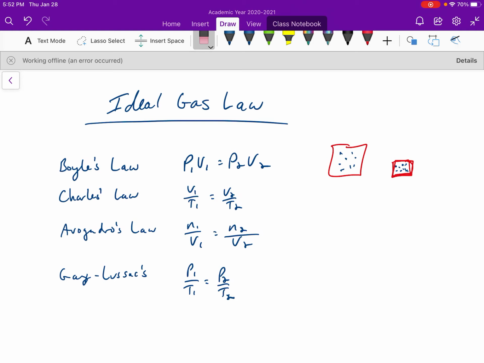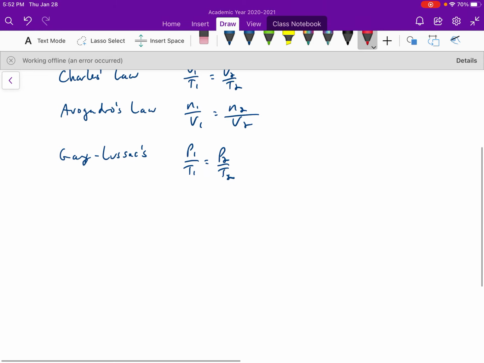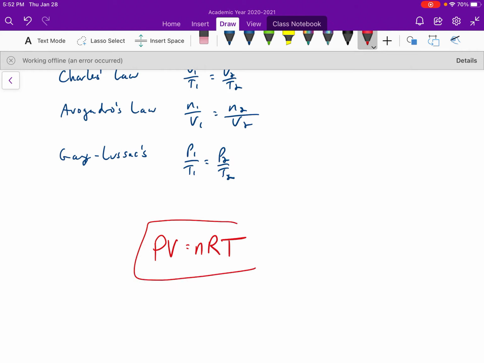And these relationships only hold true when the other variables are constant, okay? So these only work when these two particular variables are changing. So what do we do when more variables are changing? And that's where you have the ideal gas law. Okay? This is the ideal gas law. This incorporates all four variables that we want to talk about.